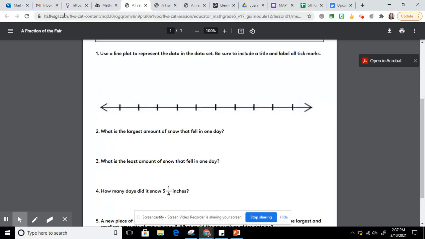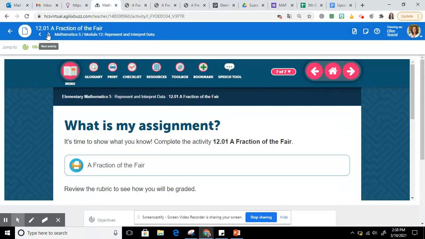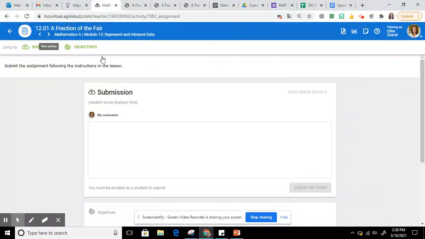Okay? All right, when you're done with that assignment, boys and girls, you'll go to the next activity tab. You'll click on that blue plus button and attach your work.